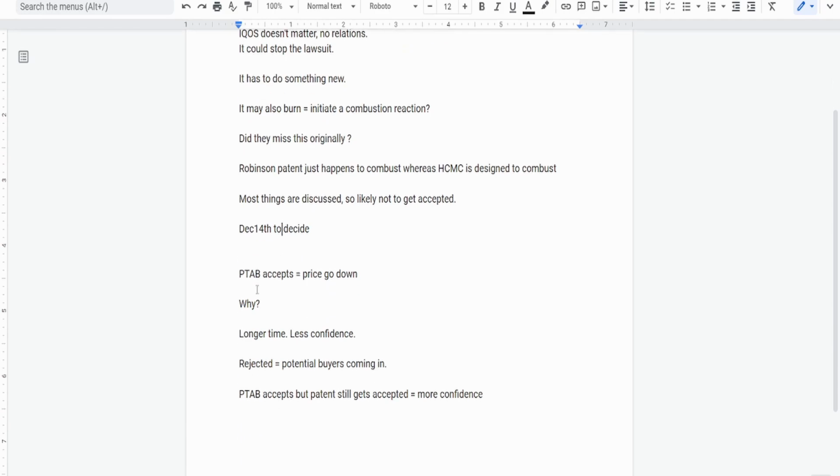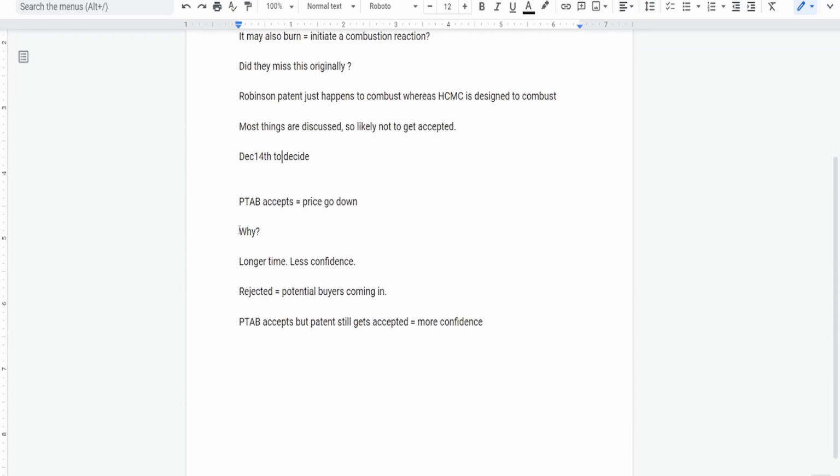But now let's talk about what will happen if the price were to go down. Firstly, if the PTAB accepts, so they accept this whole trial and want to review whether or not this pattern is legitimate, the price will go down. Why? Because this will take a longer time. Like I said previously, guys, this could take a whole year to trial. This could take a whole year to review.